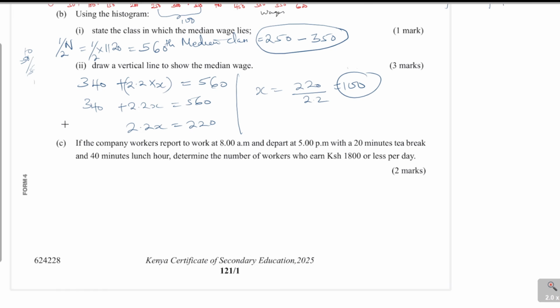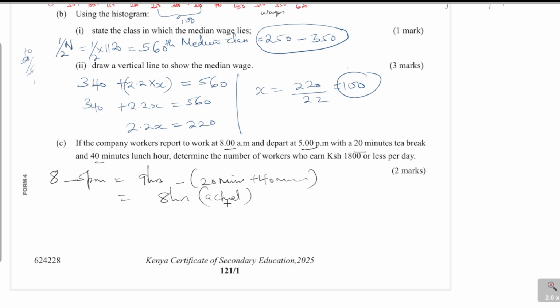So the workers are working from 8 a.m. to 5 p.m., that is 9 hours. But those are not the active working hours. We have to subtract the 20 minutes break because they never worked during this break, then the 40 minutes again, and this will give 1 hour. 9 hours minus 1 hour will be 8 hours. So the actual working hours are 8 hours.